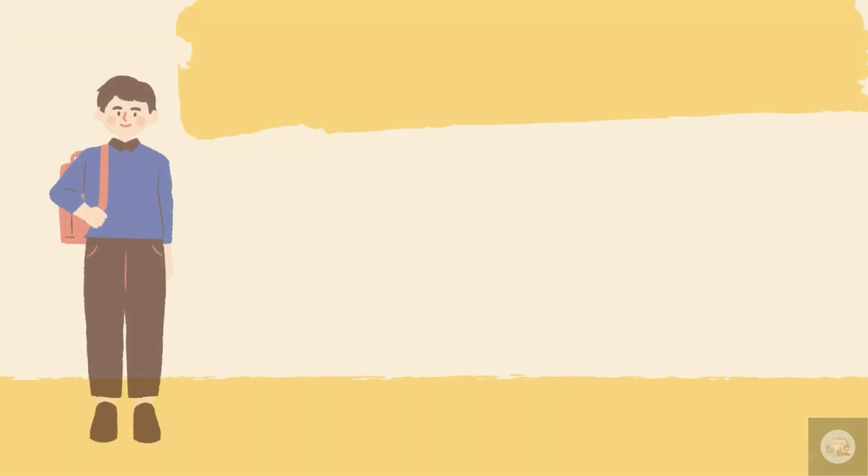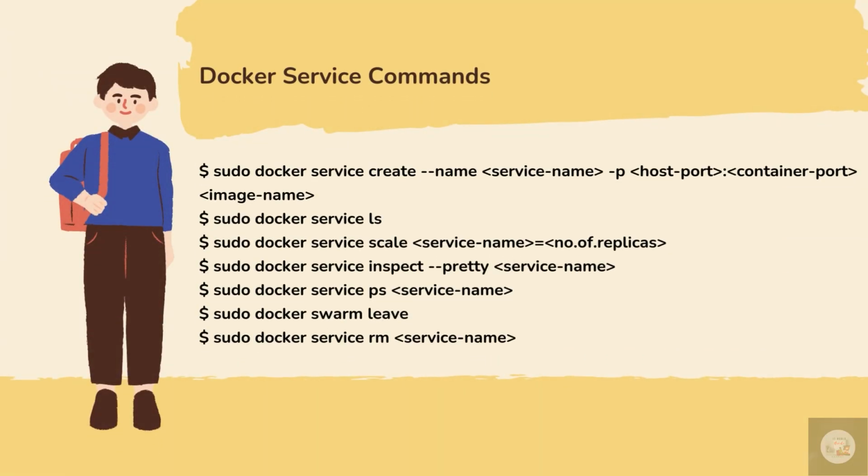Docker services are used to run containers across the swarm. Create a service using docker service create, list running services with docker service ls, and view tasks within a service using docker service ps. You can also update or remove services with docker service update and rm.